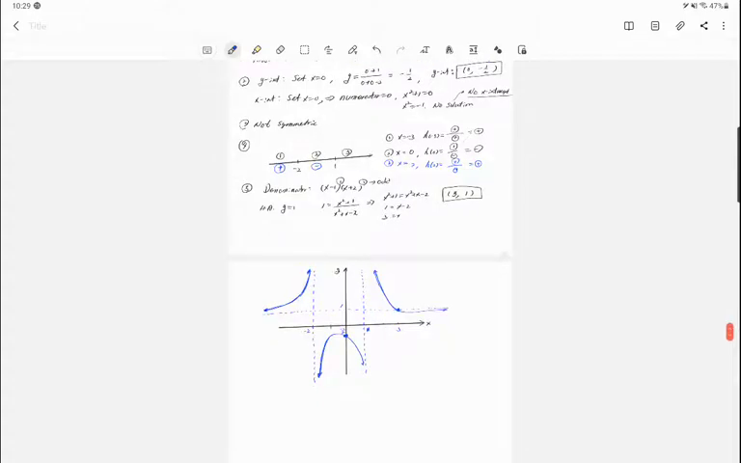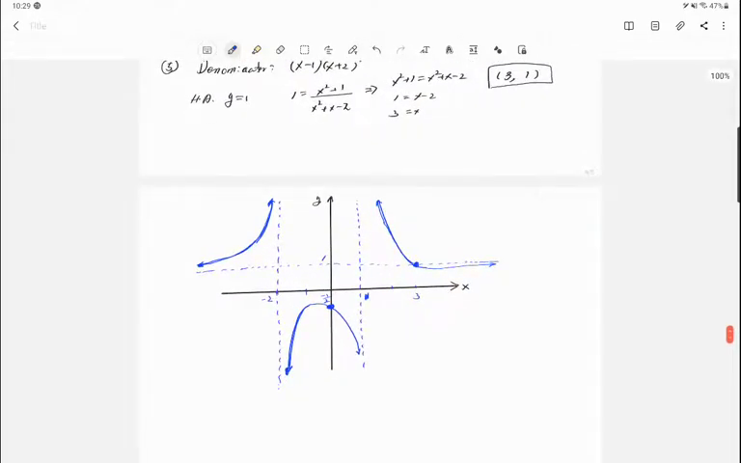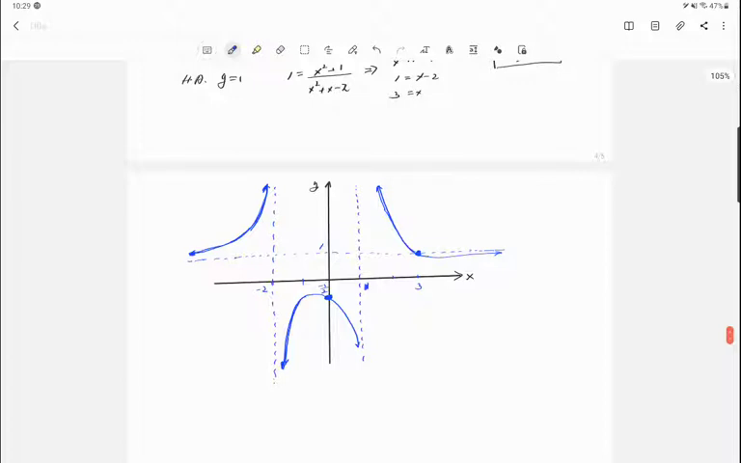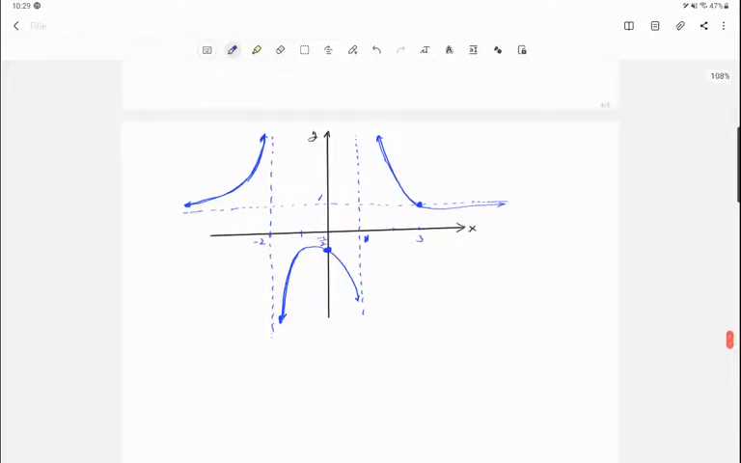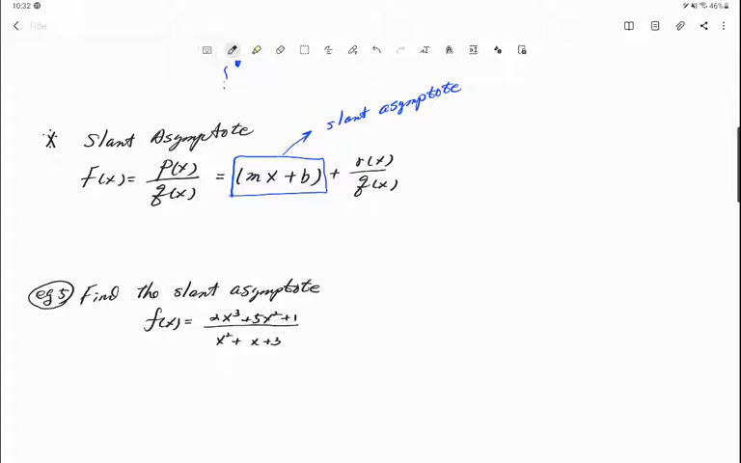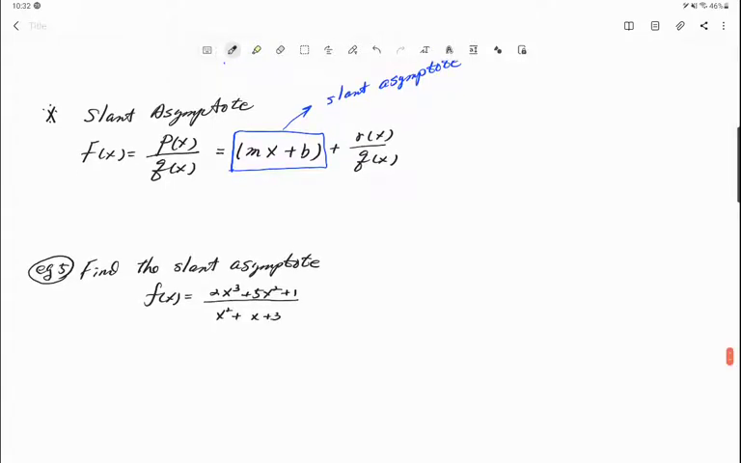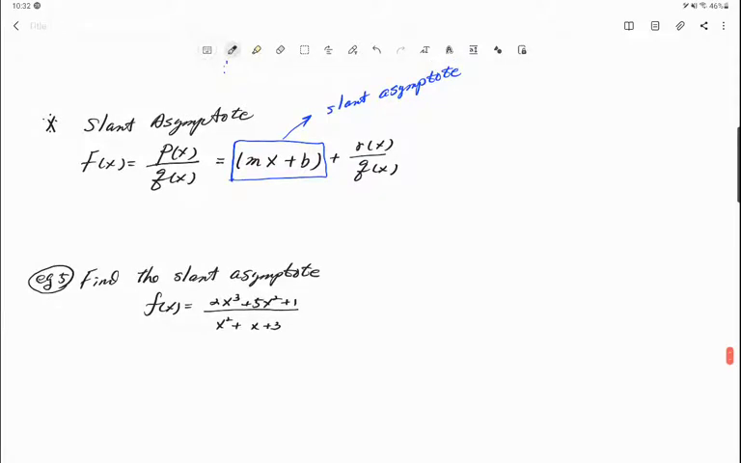All right, so hope you get this, and then please try more examples. Okay, now let's graph a slant asymptote. The slant asymptote is really simple. If the degree of the numerator is greater than the degree of the denominator, then there's no horizontal asymptote, but there may be a slant asymptote. What you have to do is divide the numerator by the denominator, and the quotient is the slant asymptote.